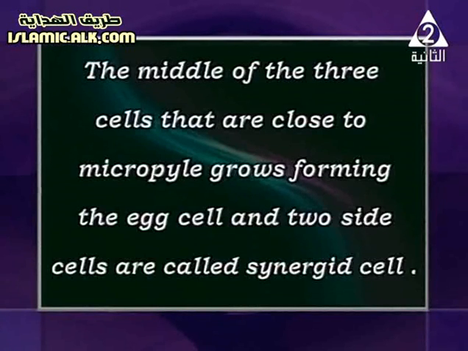The middle one of the 3 cells that are close to the micropyle, here it is. We need it for the time of fertilization. The cell close to the micropyle forms the egg cell, and the 2 side cells are called synergid cells. Again, the cell in the center we call the egg cell, while the 2 other side cells are called synergid cells. We need the egg cell; it's very important for fertilization.